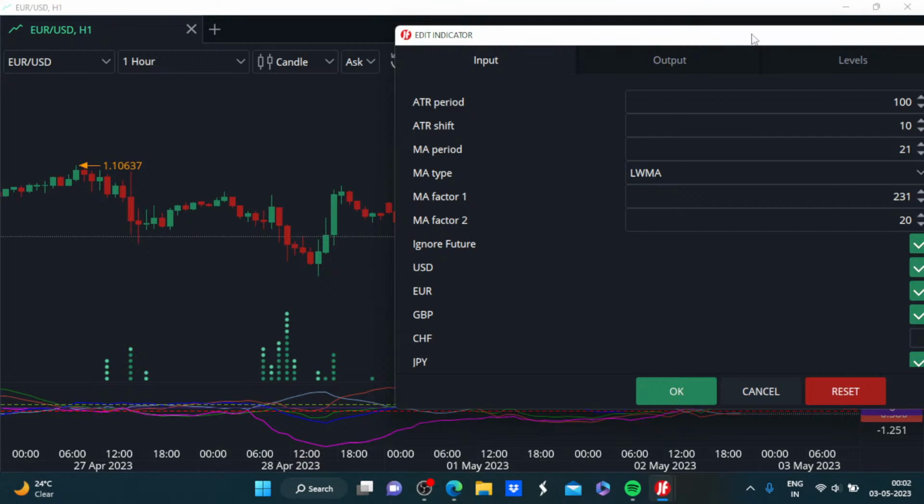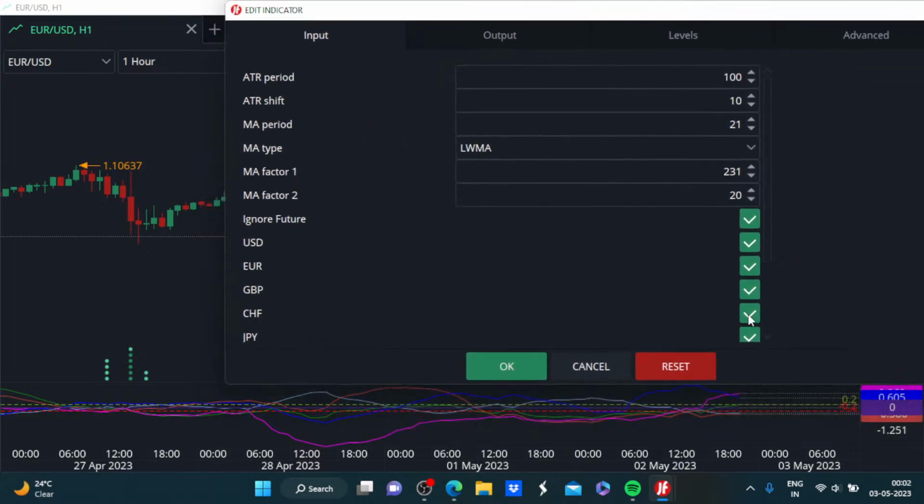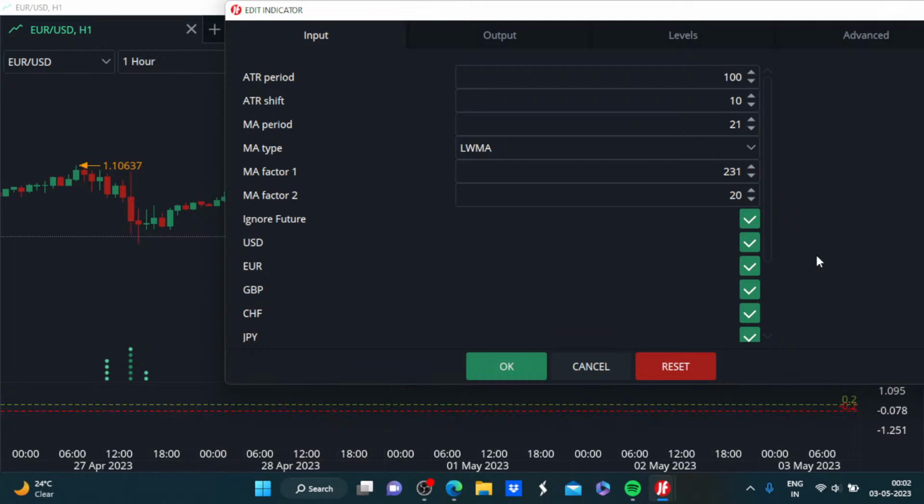So here we are looking at the comparison of all these currencies, including USD, Euro, Great British Pound, Swiss franc, Japanese yen, and on the lower side we also have the New Zealand dollar, Canadian dollar, and Australian dollar as well. So all these currencies are being compared with one another to get us a sense of how the markets are shaping up.